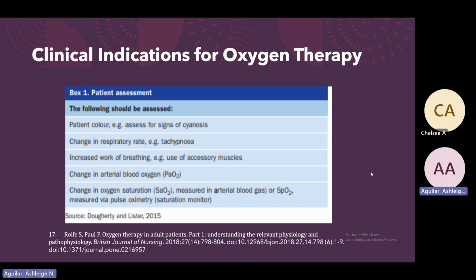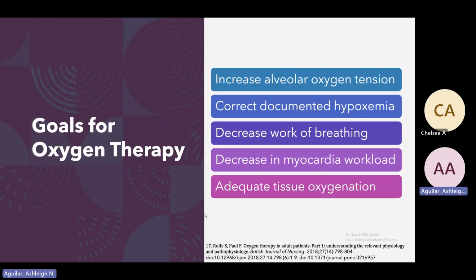So some clinical indications for oxygen therapy. The easiest is a patient assessment. You'll assess their color, see if there's any signs of cyanosis, any changes in their respiratory rate, like if they're tachypneic, or an increased work of breathing. You look and see if they're using any accessory muscles, and check for a change in their arterial blood oxygen, and then a change in their sats, measured in their blood gas or their SpO2 on a pulse ox.